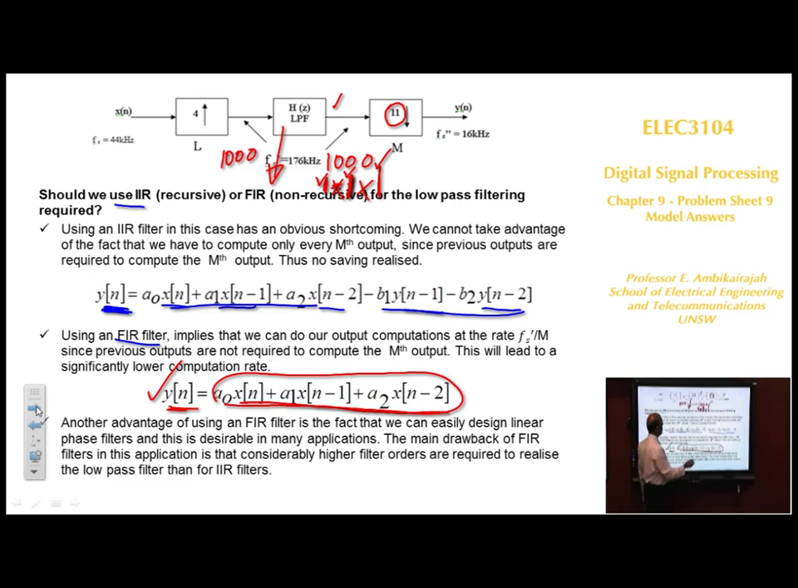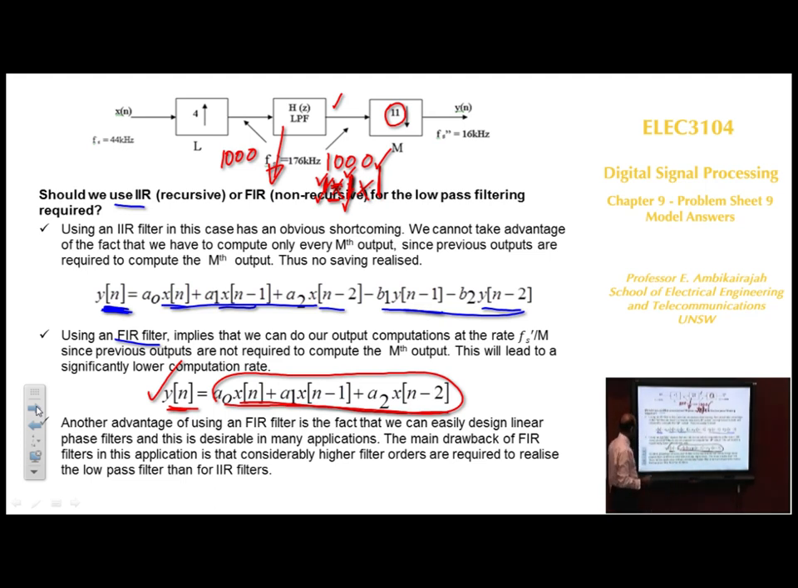With an IIR filter, to calculate this one, you must know these values. To calculate this one, you must know these values. But for an FIR filter, you calculate that one and that one. To calculate that one, you don't need these values at all. Not all of them, just the previous two of them.